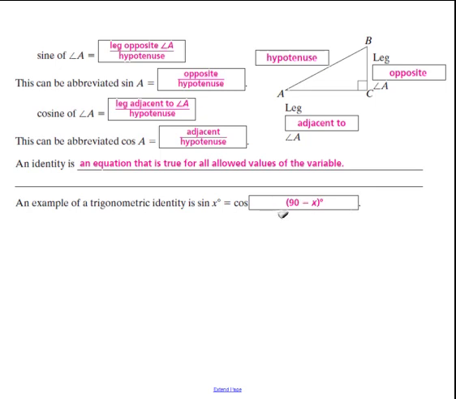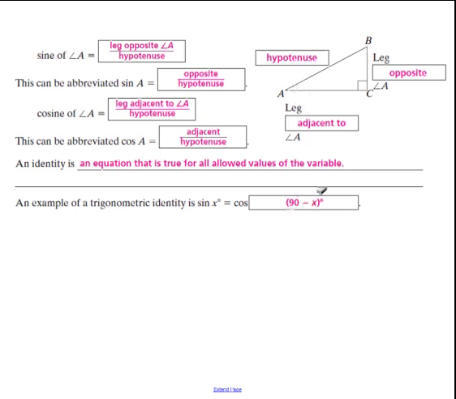So when we look at this identity down here, the sine of x is equal to the cosine of 90 minus x. Meaning, if we take angle A and we look at its sine, we get BC over BA. Well, if we look at 90 minus x, or 90 minus A in this case, we get angle B. Well, if we look at the cosine of angle B, cosine is adjacent over hypotenuse. Adjacent is BC, hypotenuse is BA.